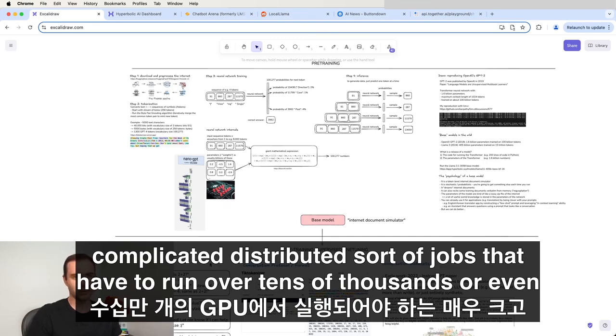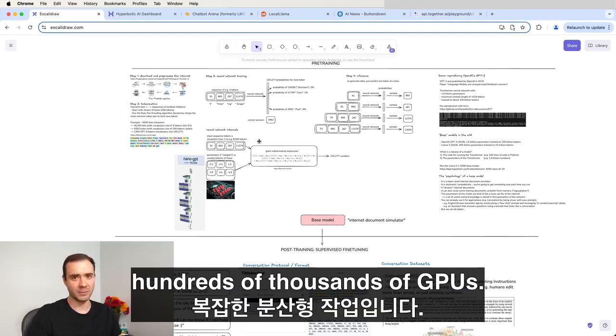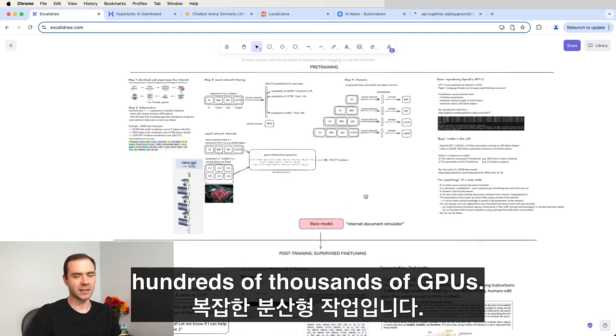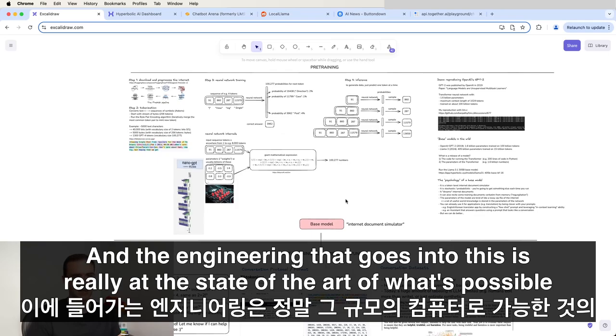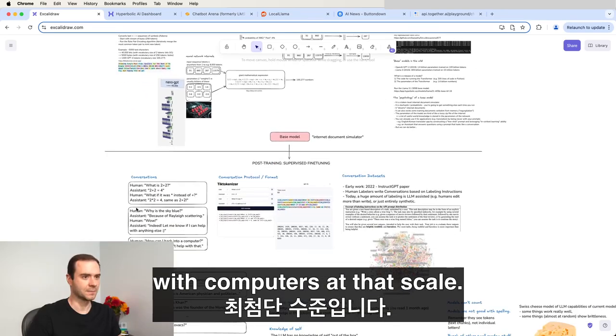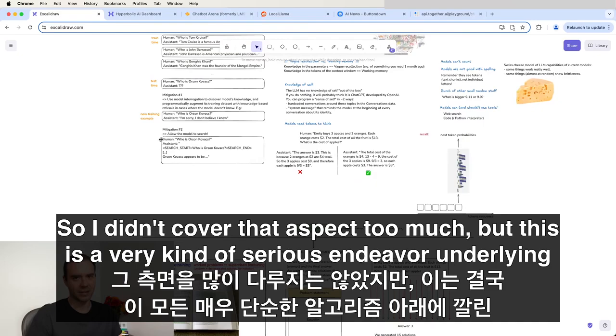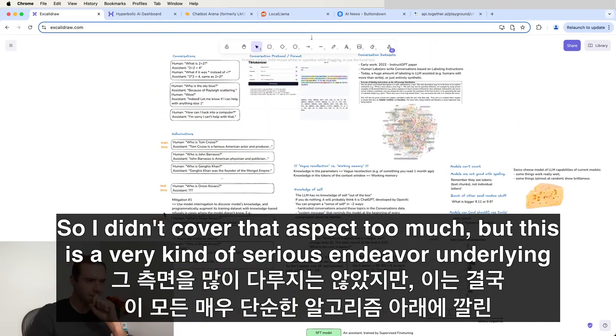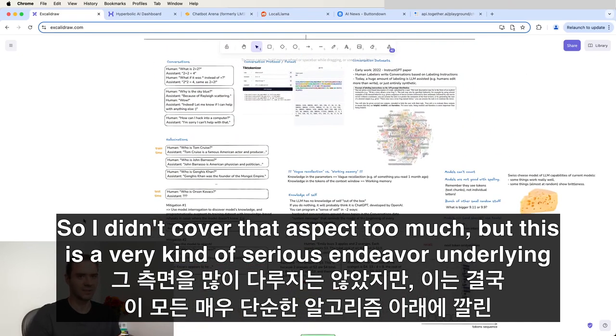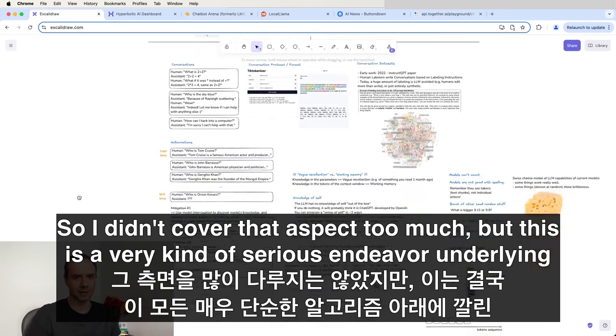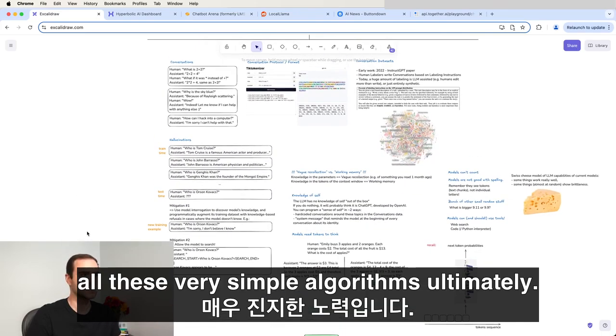So in particular, I didn't go into too many details, but these are extremely large and complicated distributed jobs that have to run over tens of thousands or even hundreds of thousands of GPUs. And the engineering that goes into this is really at the state of the art of what's possible with computers at that scale. So I didn't cover that aspect too much, but this is a very kind of serious endeavor underlying all these very simple algorithms ultimately.